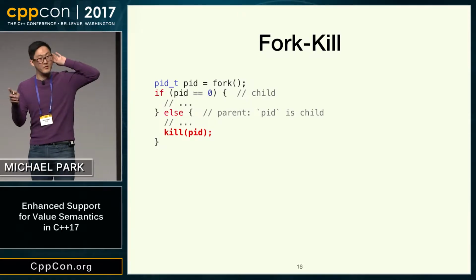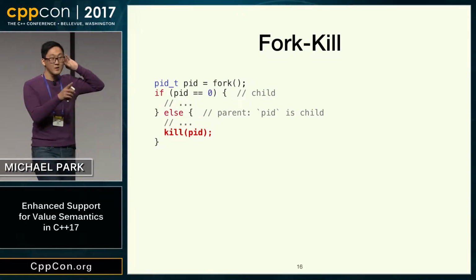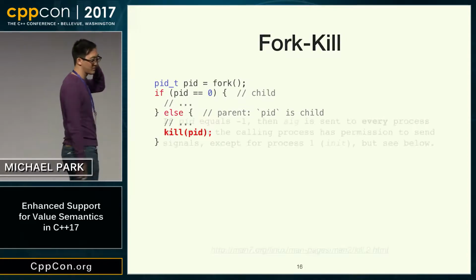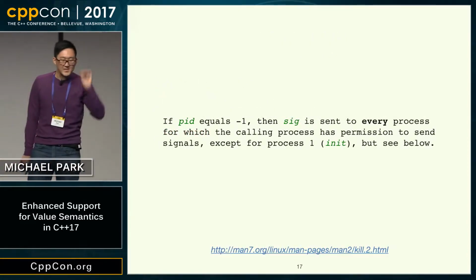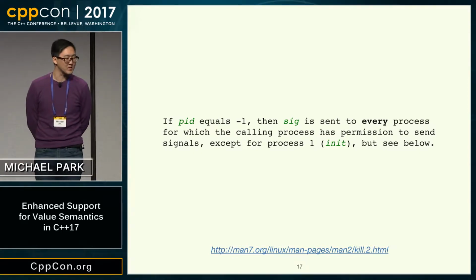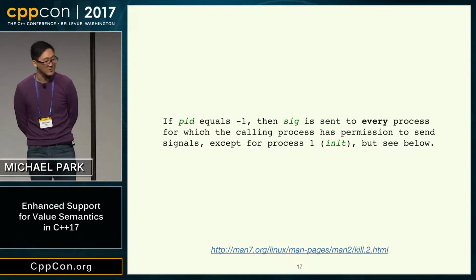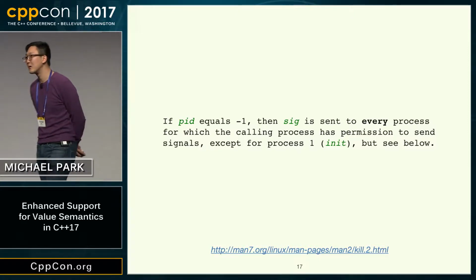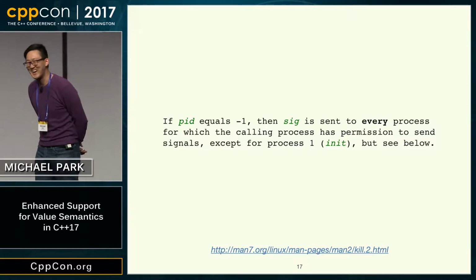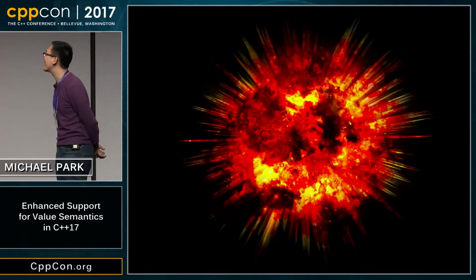Kill yourself? No, that would be better. Kill all. If PID equals -1, then sig is sent to every process for which the calling process has permission to send signals, except for process 1 init, but see below. See below? What? I mean, this is what's below, right?